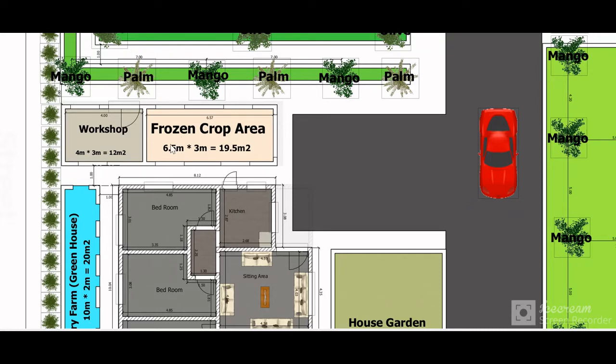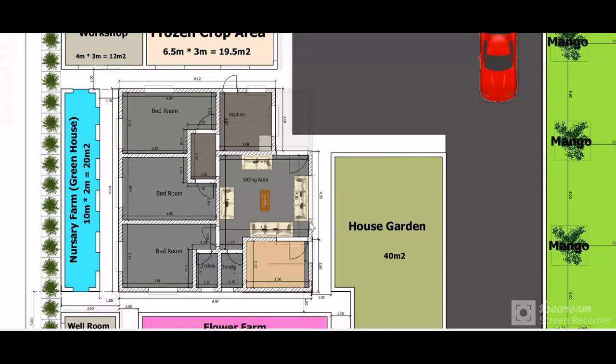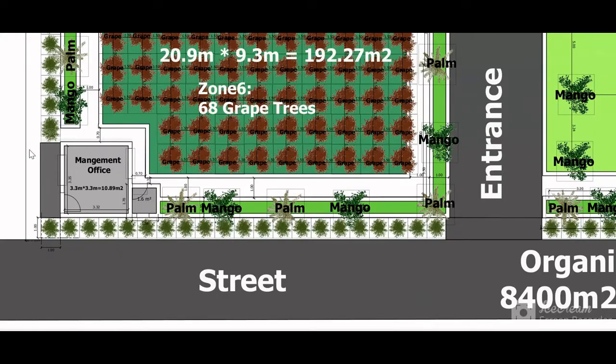Here is a frozen area for crops or other meats. Frozen area. So this is the door of it. The access is very easy. This is the door of the workshop. Access is very easy. This is the door of the house. Access is very easy in the garden. Okay, here we have, when you access from outside, the management office attached with the toilet. The toilet of the management office.